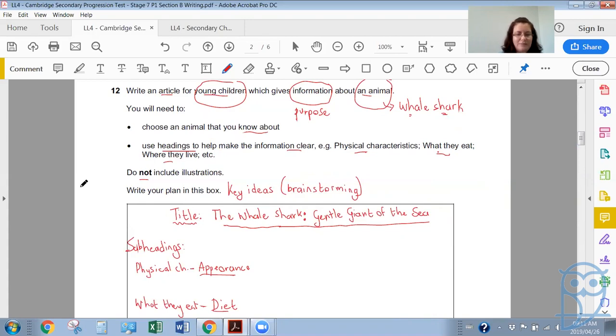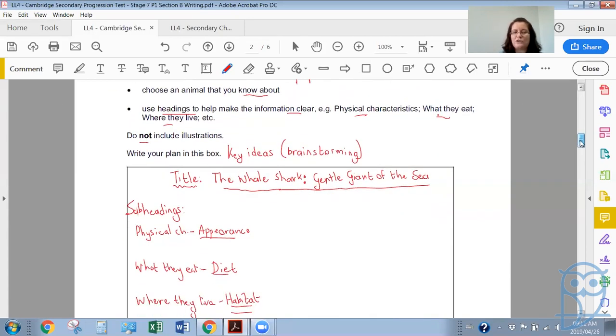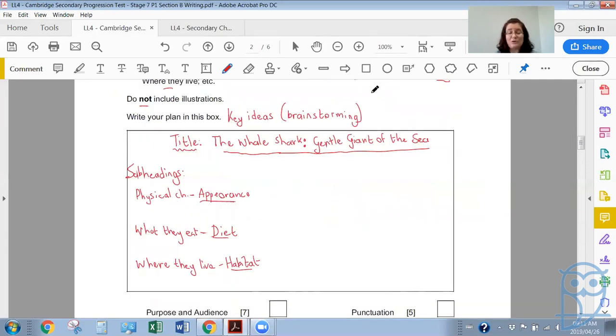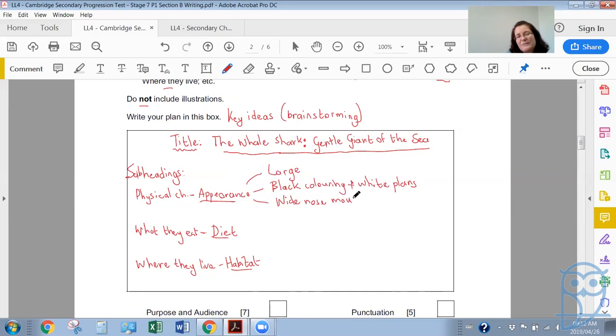Okay, so now that I've got my title dealt with, subheadings, I'll have to think about what I'm going to talk about. And for those of you who know about the whale shark, it is very large, okay? It's probably the size of a van or a bus even. It can be very large. It's got sort of black coloring with white spots, which makes it quite unique, okay? And remember, this is my plan, so I'm not writing things out in full. I'm just doing it in shorthand. Large black coloring, white spots. It's got quite a wide nose and mouth. Okay, and then although it is whale-like, it has the body of a shark.